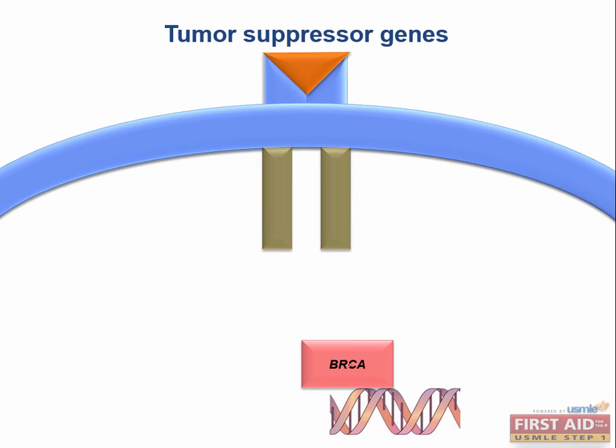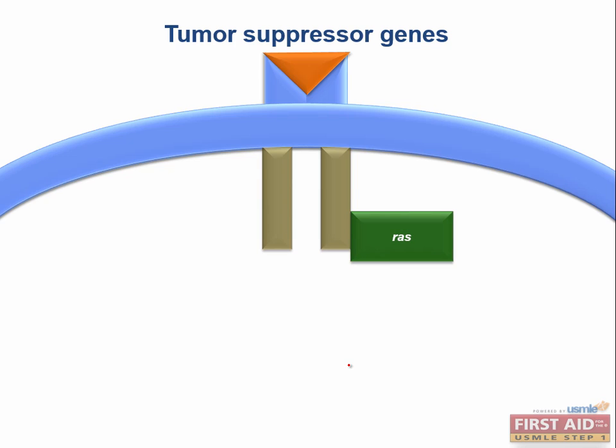There are two main types of BRCA. BRCA1 is located on chromosome 17, whereas BRCA2 is located on chromosome 13. Those are both associated with breast cancer and a different type of cancer in women? Ovarian cancer. Good. Now let's talk about the RAS protein again. We mentioned this earlier. It's associated with colon cancers.